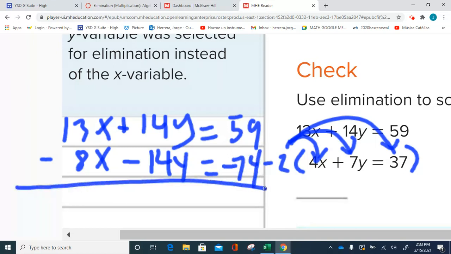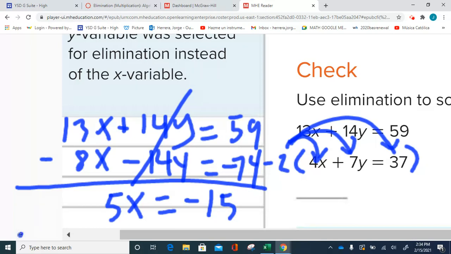And now we're going to add it. And that's what we wanted to do right there. See? And, of course, 13x minus 8x would be 5x. And over here, guys, I'm going to get 59 minus 74. I think it will be -15. Now, if I divide by 5, I will have the answer to be x equals -3.